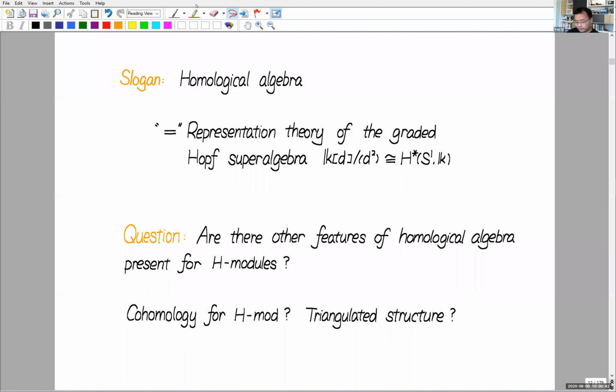Last time we tried to interpret homological algebra as representation theory of certain Hopf algebras and generalize from there. So the slogan was: homological algebra is representation theory of a very particular graded Hopf superalgebra, which is K[d]/d², also known as the cohomology ring of the U(1) compact Lie group. And we asked ourselves the questions: are there other features of homological algebra for H-modules, for a general Hopf algebra, such as cohomology for H-modules, or a triangulated structure on the H-modules?